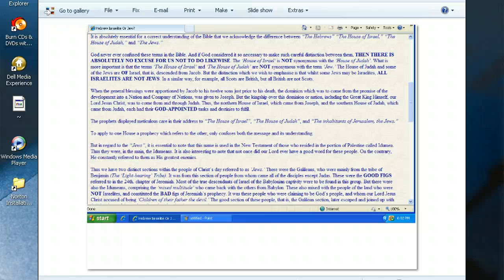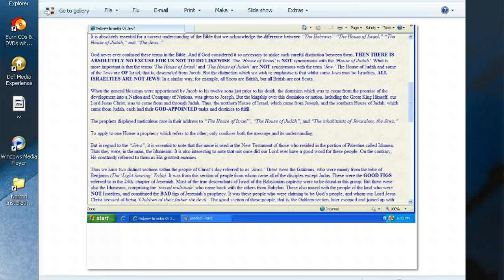And the prophets displayed meticulous care in their address to the house of Israel, the house of Judah, and the inhabitants of Jerusalem, the Jews. To apply to one house a prophecy which refers to the other only confuses both the message and its understanding. But in regard to the Jews, it's essential to note that this name is used in the New Testament of those who resided in the portion of Palestine called Idumea. Thus they were in the main the Idumeans, I guess that's how you pronounce that. It is also interesting to note that not once did our Lord ever have a good word for these people. On the contrary, he constantly referred to them as his greatest enemies.